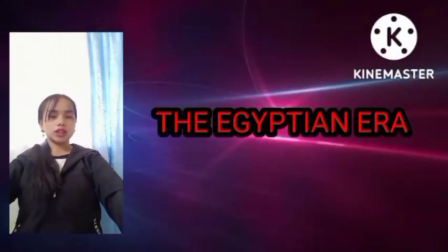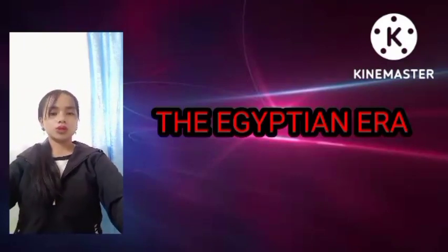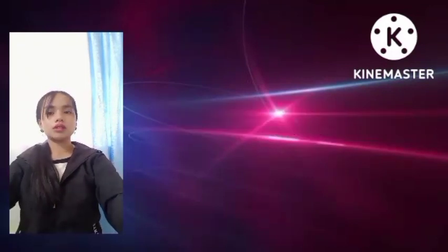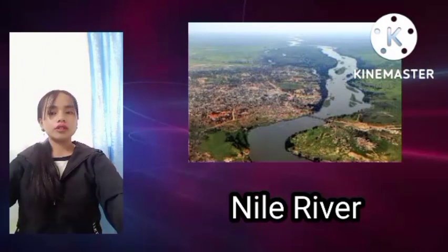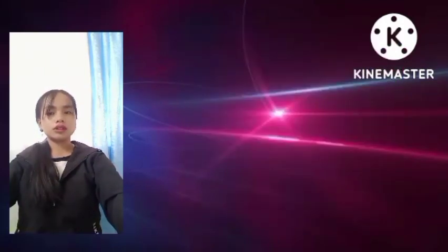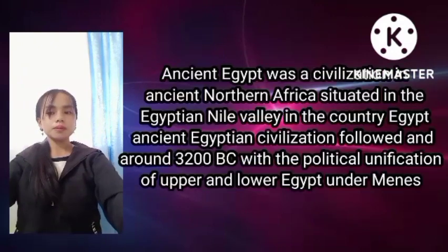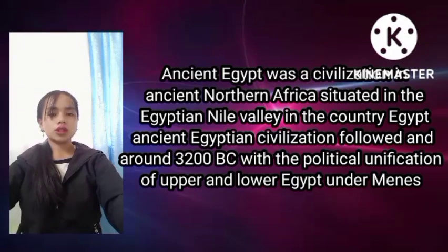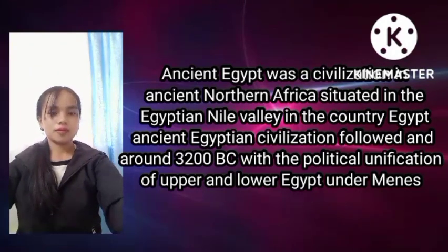Before we tackle the three kingdoms of the Egyptian era, let me introduce where the Egyptian era begins. Egyptian civilization developed along the Nile River in large part because the river's annual flooding ensured reliable, rich soil for growing crops. Ancient Egypt was a civilization in ancient northern Africa, situated in the Egyptian Nile Valley in the country Egypt. Ancient Egyptian civilization followed prehistoric Egypt and coalesced around 3000 BC with the political unification of Upper and Lower Egypt under Menes.